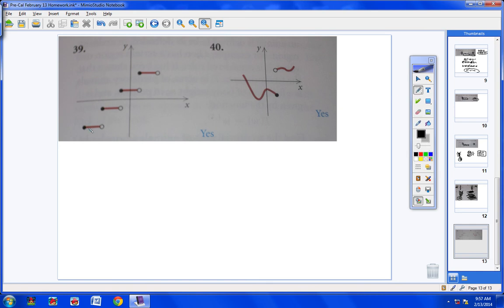But because the graph is undefined, when I draw a vertical line here, it only hits the graph once. When I draw a vertical line here, it only hits the graph once. And so yes, this is a function. Over here it's yes, because every vertical line you draw hits the graph once. Even this vertical line right here, because the graph is undefined right here, here it is defined, so the vertical line hits the graph only one time. So yes, it's a function.